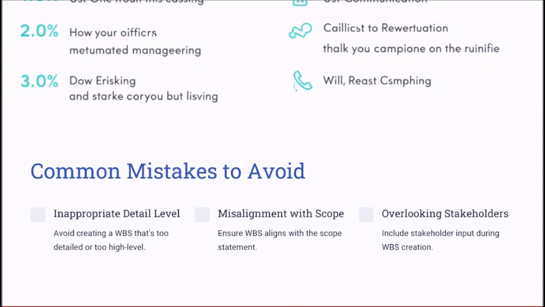Here is an example of the common mistakes to avoid. When creating a WBS, making it either too detailed or too high level can hinder its effectiveness. Striking the right balance ensures manageability and clarity. Additionally, failing to align the WBS with the scope statement may lead to inconsistencies, causing confusion during the execution. Lastly, consider stakeholder input a very crucial stage here. Overlooking their contributions can result in an incomplete or inaccurate WBS.